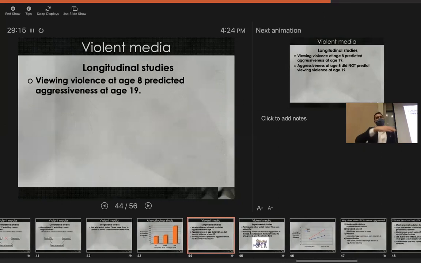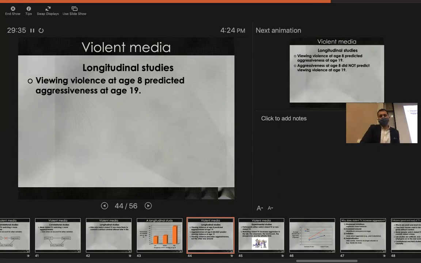Okay, as I said, they followed up with these kids over 22 years, so they also followed up with them at different ages, so at age 19 and at age 30. That's why this number is a little bit different than in the prior slide, but it's the same group of kids. So what this means is that viewing violence at age 8 predicted how aggressive they would be at age 19 and at age 30, right?